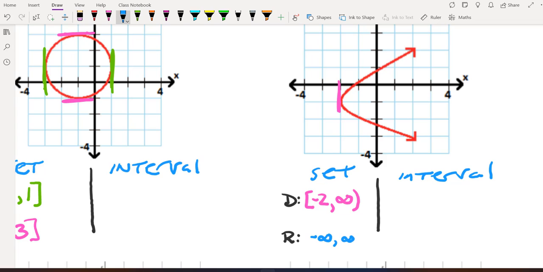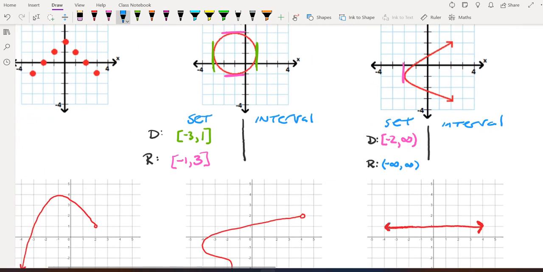Round brackets or square brackets? All of them were round, good. So notice it's not necessarily a copycat of what the domain is for the brackets. You really do need to pay attention to what's happening at that point. Sometimes it's square, sometimes it's round.